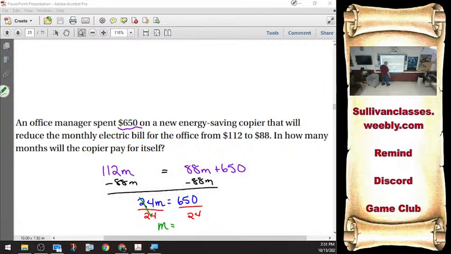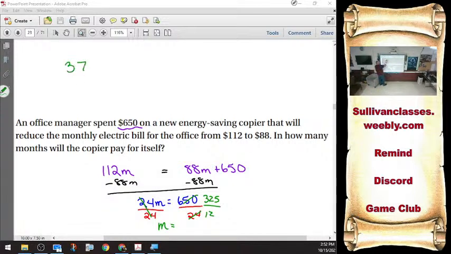How about we reduce? If I don't know off the top of my head what goes into both of these, do you at least recognize they're both even? Okay. Divide by 2. Divide by 2. Can I go further? What do 325 and 12 have in common? Do you remember your divisibility tricks? How do I know if a number is divisible by 3?